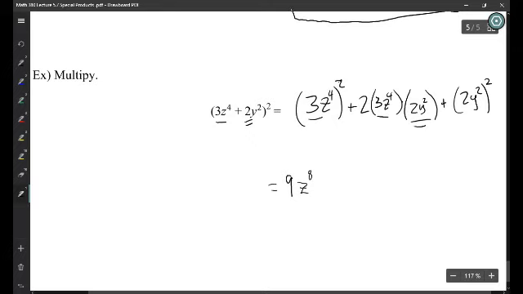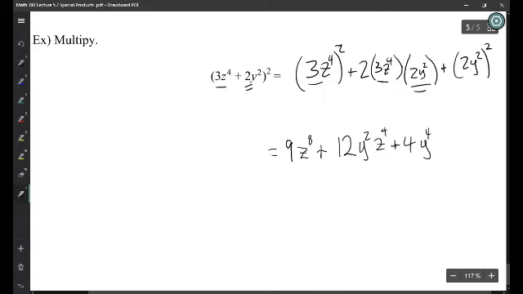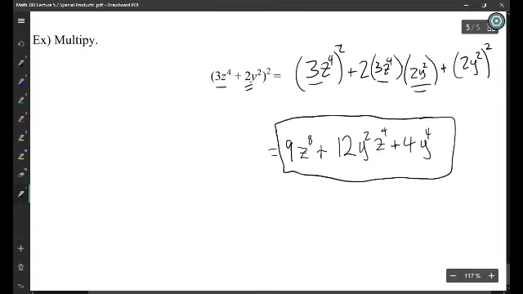The next term we get 2 times 3, 6, and then 6 times 2, 12. z to the fourth times y squared is y squared z to the fourth. Then lastly, 2 squared, 4. y squared, squared, y to the fourth. And that is our multiplied out expression. And that concludes this lecture.